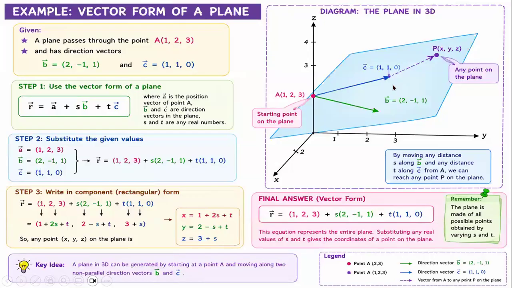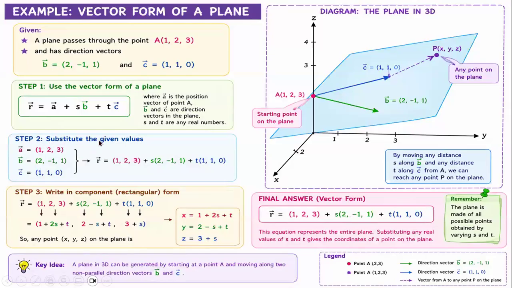So an example of this vector form of a plane. We were given a plane that passes through the point A, 1, 2, and 3, and has direction vectors of B equal to 2, -1, and 1, and C equal to 1, 1, and 0. So the first step, we use the vector form of a plane, which is the formula. Again, where A is the position vector of point A, B and C are direction vectors in the plane, S and T are real numbers.